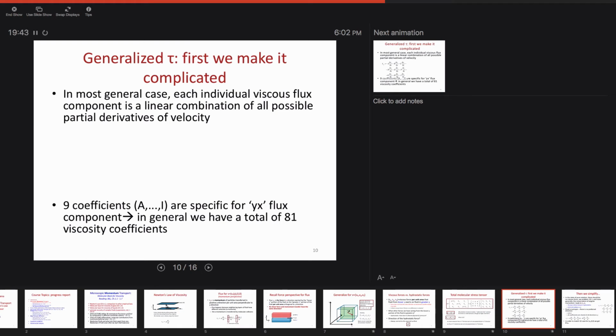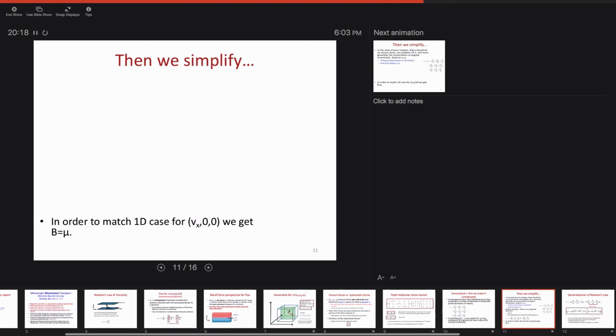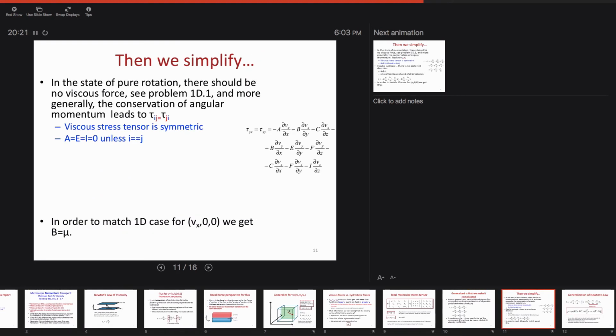So in the most general case, if I was just generalizing altogether, I would have that my tau is a combination, if I didn't know any better, of all of the possible partial derivatives. So I would have 9 of them and 9 coefficients. And I would have these 9 coefficients for every component of the tensor. So 9 by 9 is 81. That's too many. Now, in general, you do have potentially 81 different components. But then you simplify.